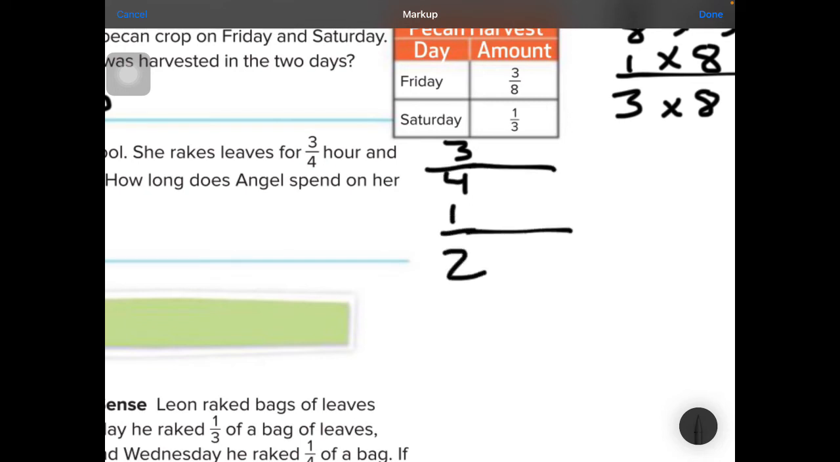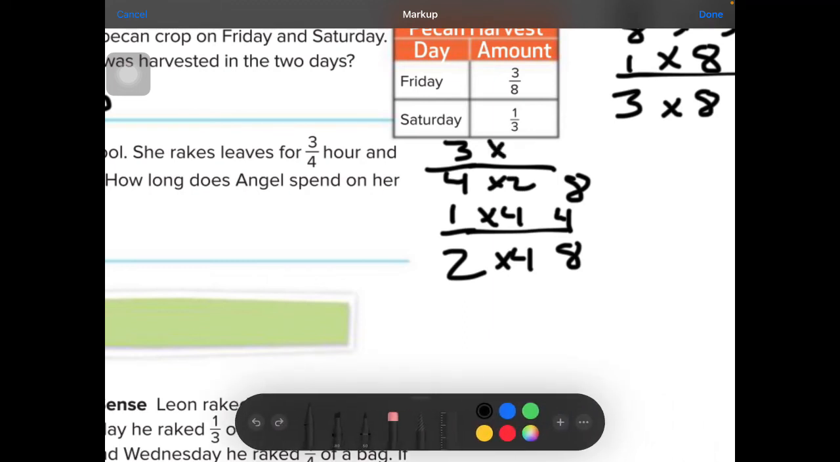You can probably do this in your head if you think about it, but we'll go ahead and work it out to show that we understand this strategy. 2 will go into 8 4 times. 1 times 4 is 4. 4 will go into 8 twice. 2 times 3. Oh, that's what happens when I write and talk at the same time. 3 times 2 is 6.